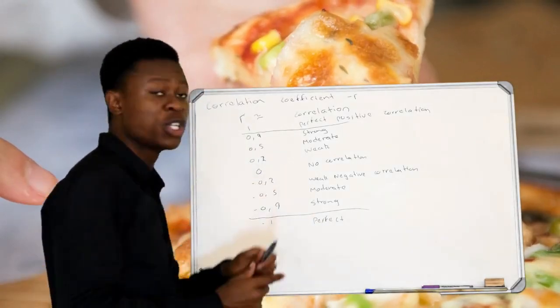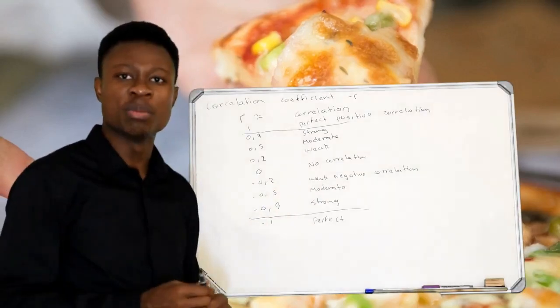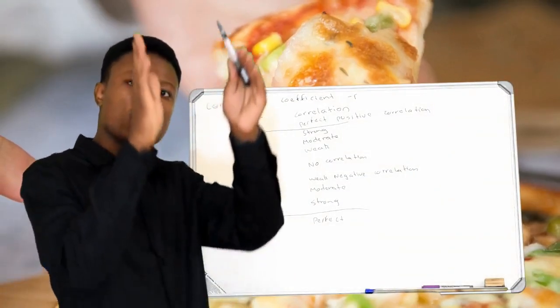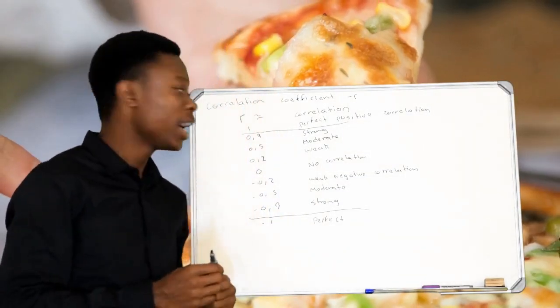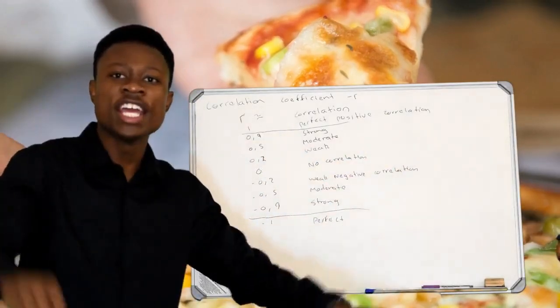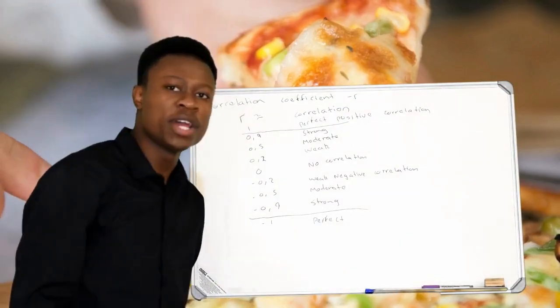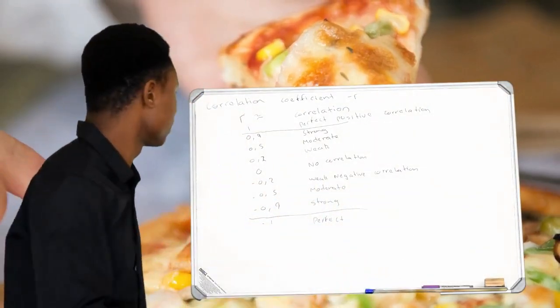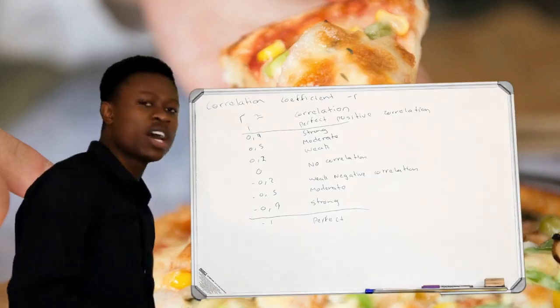Over here is for 0.2. There's a little bit of a relationship, right? At least it's all increasing, right? But when it's 0, there is 0 correlation. Your points are all over the place. They are scattered, right? And then below that we have negatives.